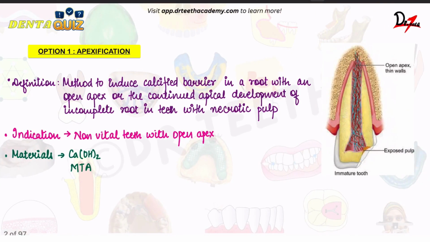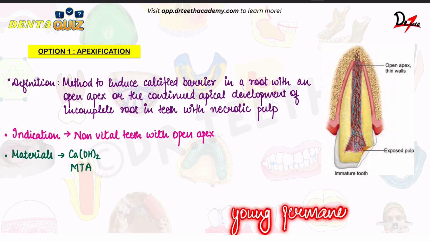So first, let's talk about apexification. What is apexification? Now, by definition, it is a method to induce a calcific barrier in a root with an open apex, or the continued apical development of an incomplete root in teeth with necrotic pulp. So the indication is that it is used in non-vital teeth with open apex. So one thing is clear, that apexification is a modality that we only use in young permanent teeth. And when do we call a tooth a young permanent tooth? When the tooth has newly erupted and has an open apex.